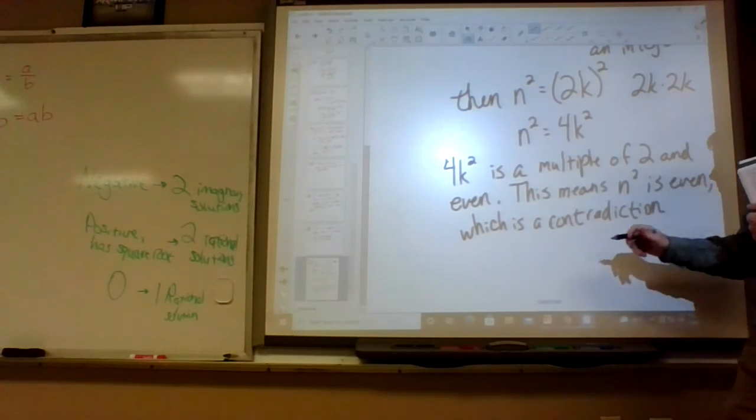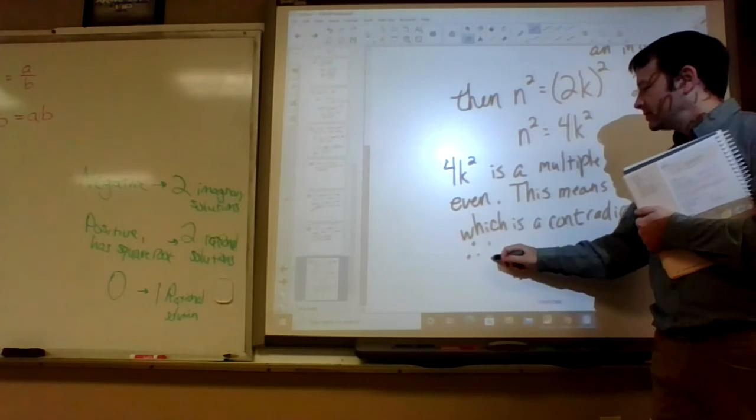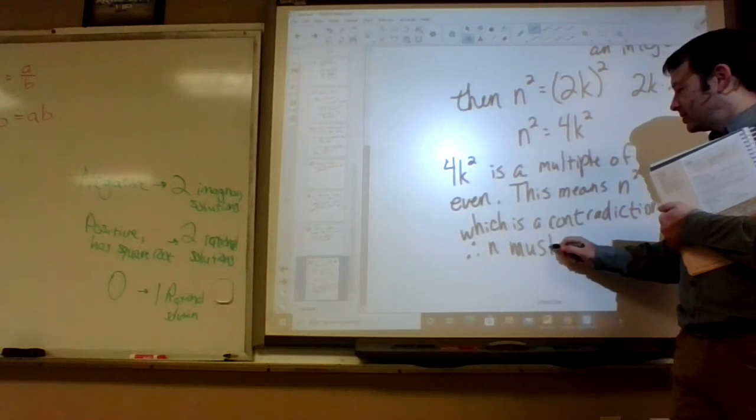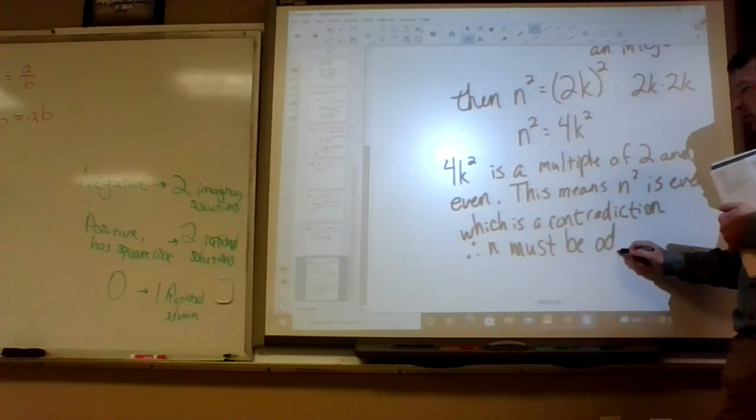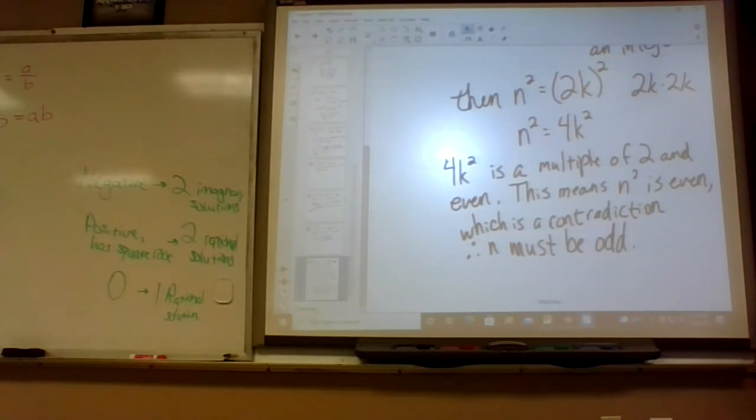Is this the last part? I'll use the therefore symbol again. Therefore, n must be odd. Wait, shouldn't it be that n should be even? I thought we were trying to prove that n is odd. We're trying to prove that n being even makes a contradiction. Therefore, I just forgot about that one.